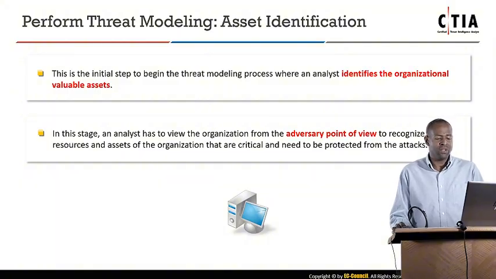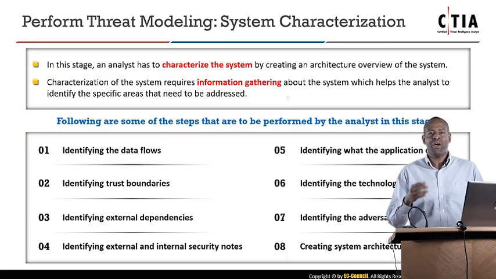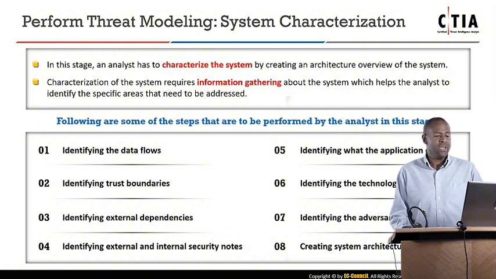So we have to look at it from the adversary point of view. What are they going to be after? They're not going to be after the plastic plate. They're going to be after the $10,000 item or the $100,000 item. In your organization, they're going to be after assets that are worth the most. Next, we look at system characterization.